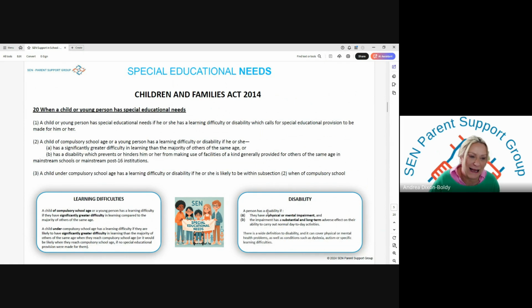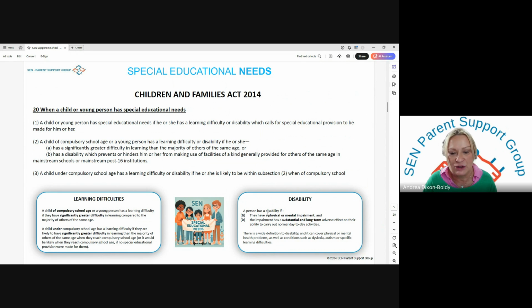The Children and Families Act covers learning difficulties in terms of special educational need. A child of compulsory school age or a young person has a learning difficulty if they have significantly greater difficulty in learning compared to the majority of others of the same age. A child under compulsory school age, note, has a learning difficulty if they are likely to have significantly greater difficulty in learning than the majority of others of the same age. So the assess, plan, do, review process will be used there, but in terms of milestones.